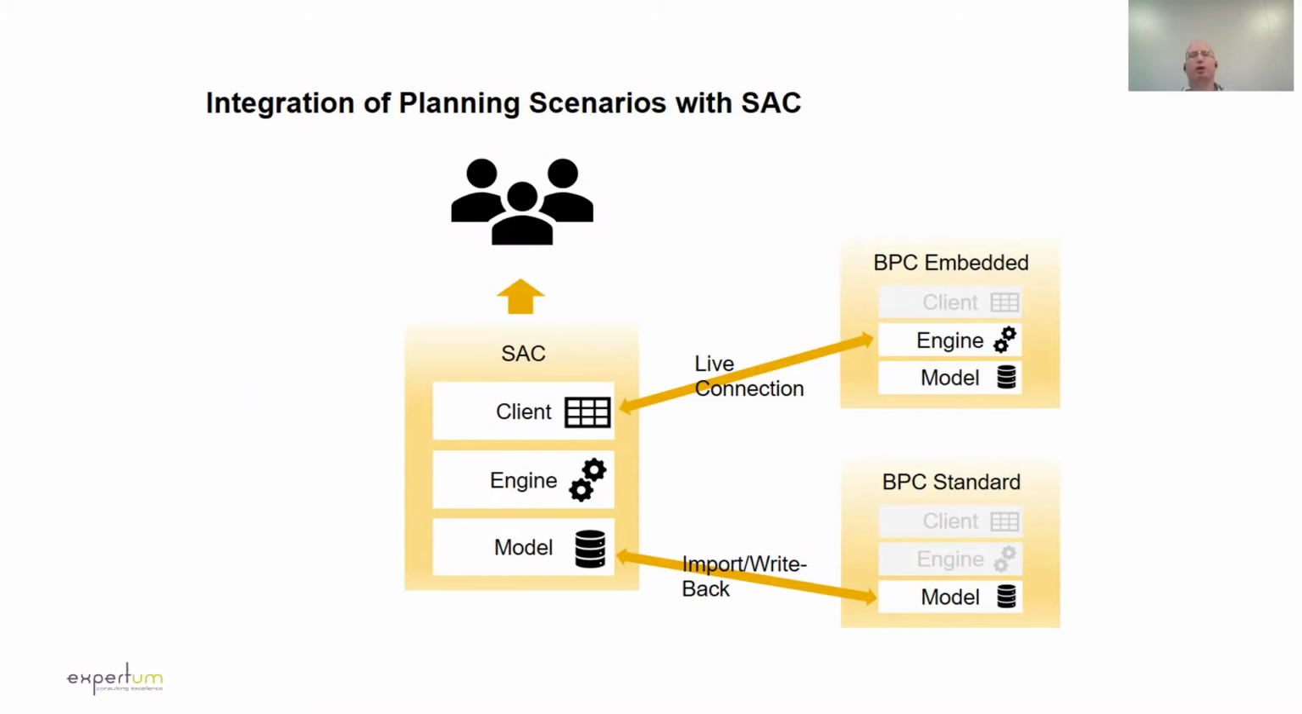For the import and write back connection, you load your model from your BPC standard application to SAC, and the engine and the client are done on SAC. If you have the live connection, your model and the engine are on your BPC embedded model, and only the client resides in SAC.